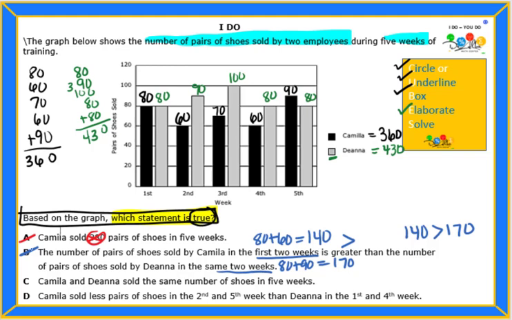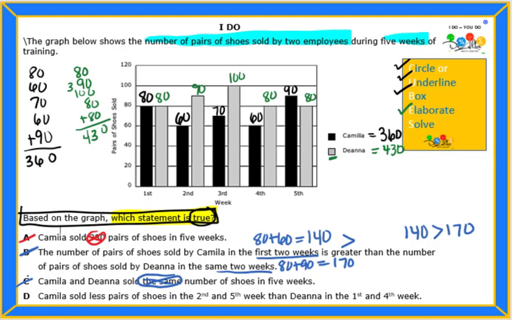So now we're going to try letter C. And it says Camila and Deanna sold the same number of shoes in 5 weeks. We already have that information. We said that Camila sold 360 pairs of shoes, while Deanna sold 430 pairs of shoes. So that is definitely not the same. So we have one more statement. So let's look at it.